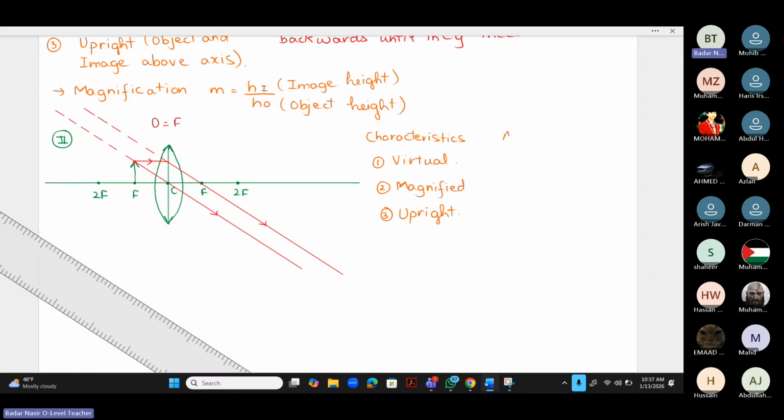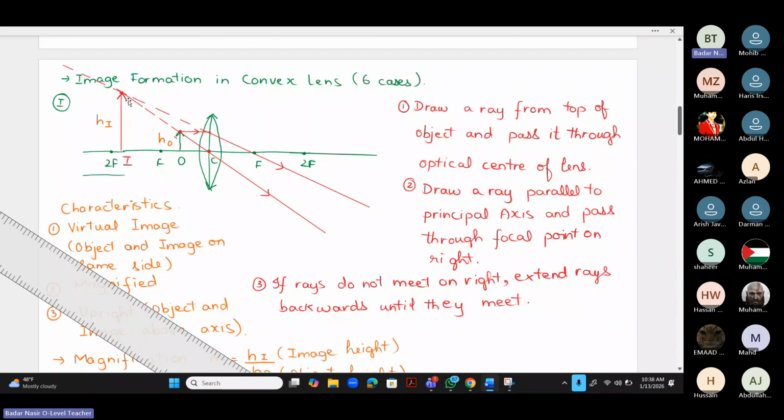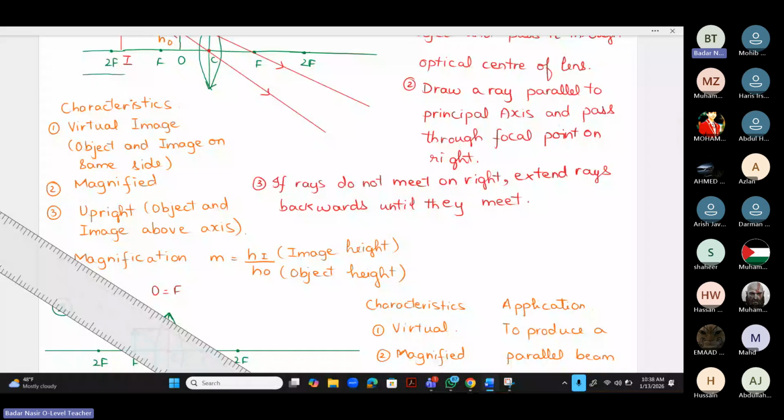And what is its application? The application of such a lens is to produce a parallel beam of light. And the case above, in which a virtual image was being formed and the rays met by extending backward, what was its application? Its application was that it is used as a magnifying glass, because the image in the previous case was also magnified, upright and virtual. So that is used as a magnifying glass.